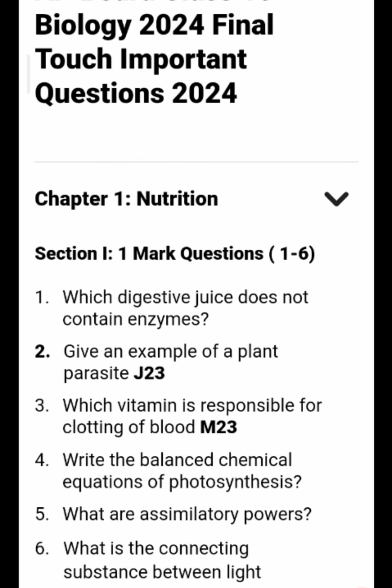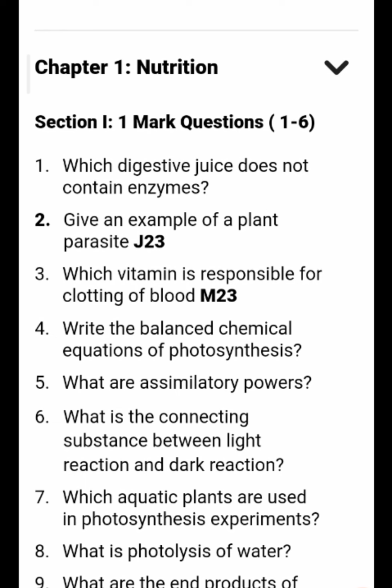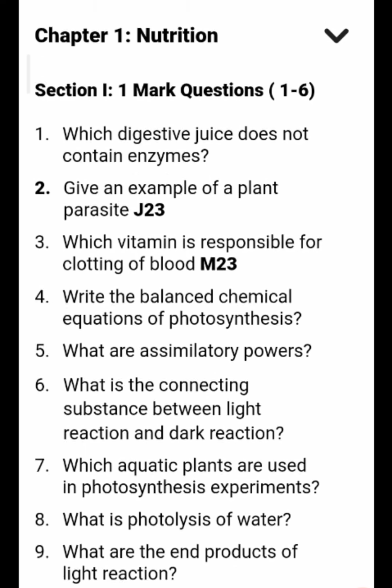One more questions. Which digestive juice does not contain enzymes? Give an example of a plant parasite. Which vitamin is responsible for clotting of blood? Write the balanced chemical equations of photosynthesis.